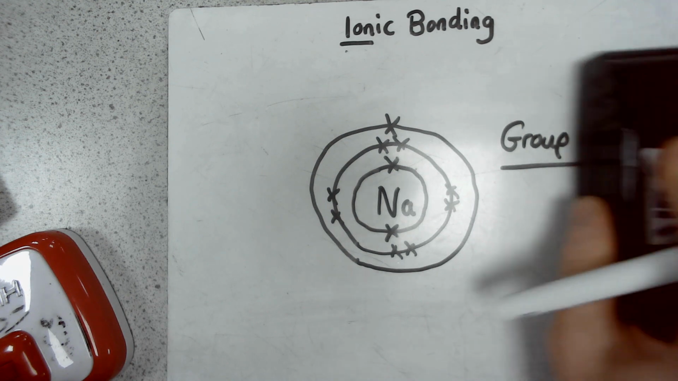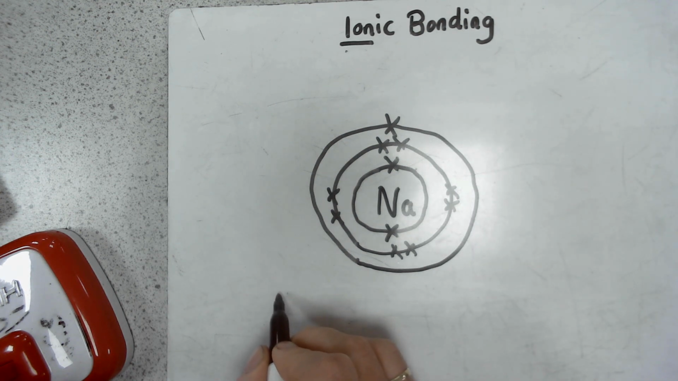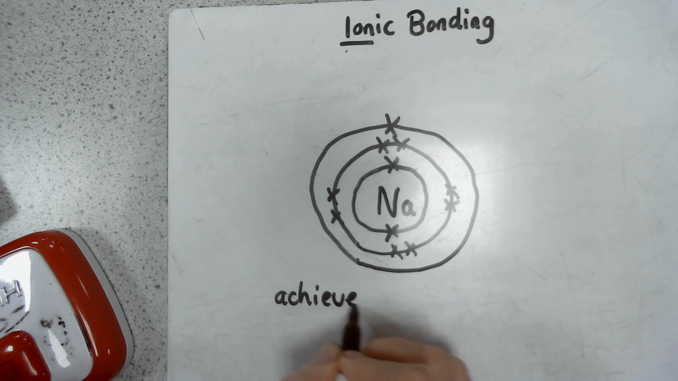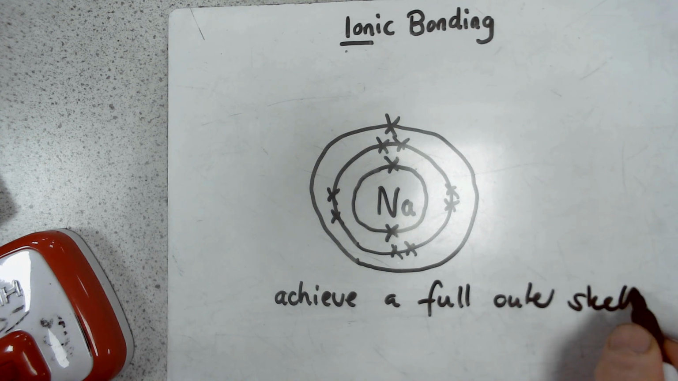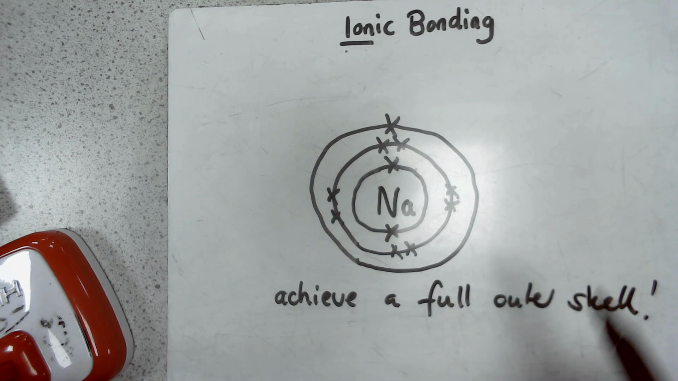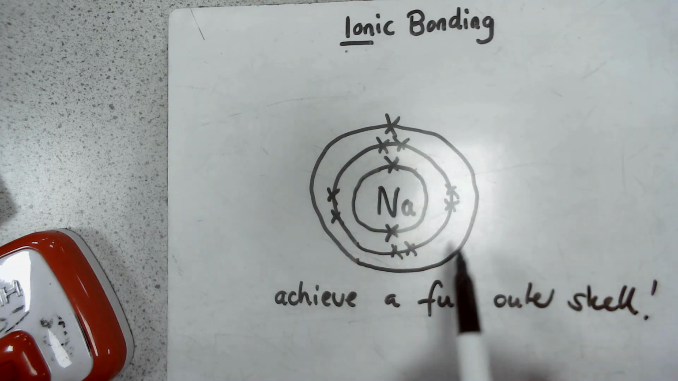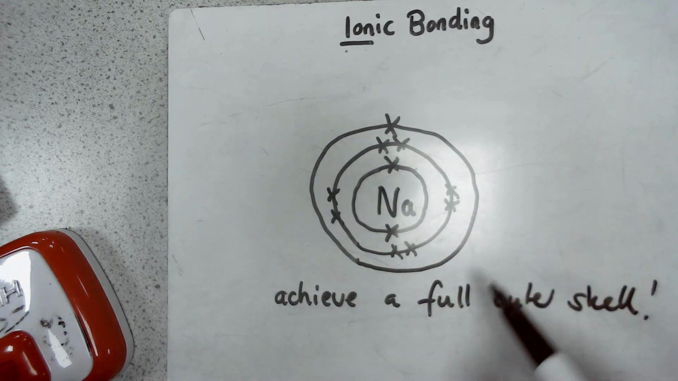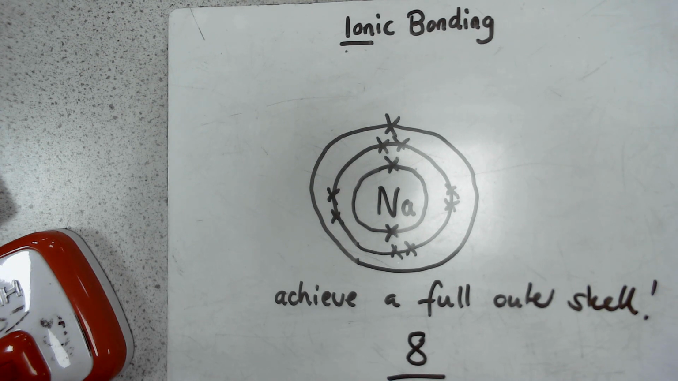So, when these things react, they all want to achieve a full outer shell. That is the aim. When these things react, they want a full outer shell. So, if my sodium reacts, it essentially has 2 options. It can lose this 1 electron here, which would give it a full outer shell, or it could gain 7 electrons to have a full outer shell on the outside, remembering that 8 electrons is the magic number for the full outer shell. Okay?